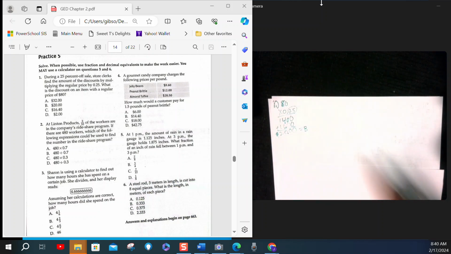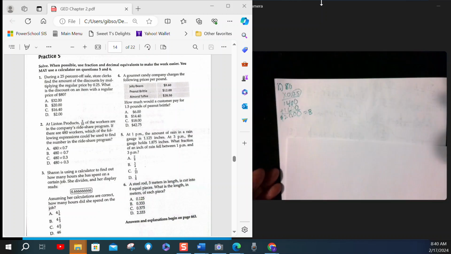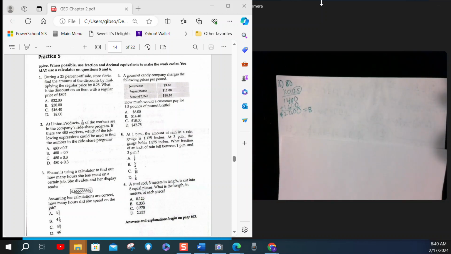So now we move on to problem number 2. It says at Linton Products, 3/10 of the workers are in the company's ride share program. If there are 480 workers, which of the following expressions could be used to find the number in a ride share program? Now, if you notice, we're given a fraction of 3/10 and we're given the amount of workers, 480. So we're trying to find out how many people are in a ride share program.